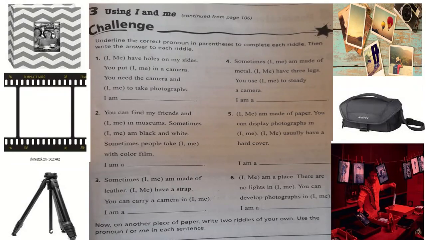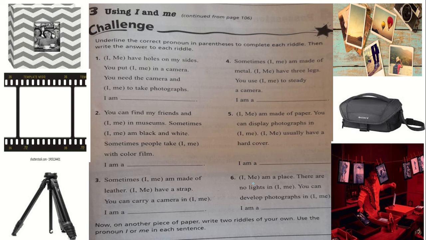Okay, let's go to page 107. Here are some pictures that will give you the clue to the answers to these riddles. But you have to look up what these words mean, okay? I'm going to give you the clue so you have an idea, but you need to look for the words. Underline the correct pronoun in each parenthesis to complete each riddle. Then write the answer to each riddle. I, me, have holes on my sides. You put I, me in a camera. You need the camera and I, me to take photographs.